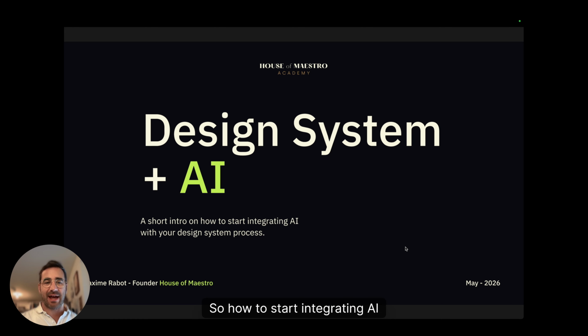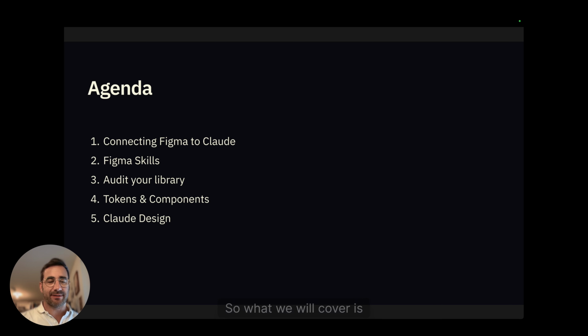So how to start integrating AI in your design system process. What we will cover is, firstly, how to connect Figma to Claude, then list a few very useful Figma skills, then use Claude to audit your library, which is a very powerful feature. Then, how to start creating your tokens and components with an AI-assisted process. And then finally, show you also Claude Design, which is one of the latest products from Anthropic, which also allows you to create design systems.